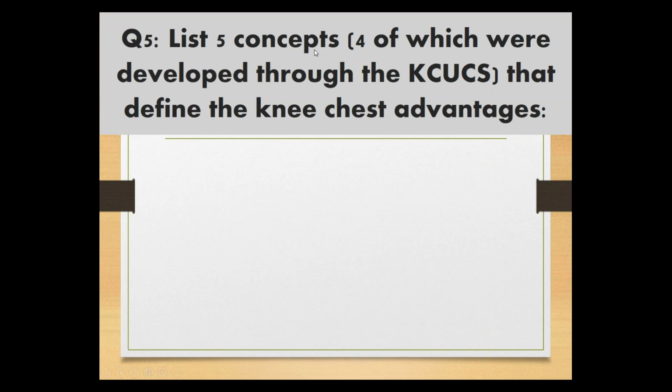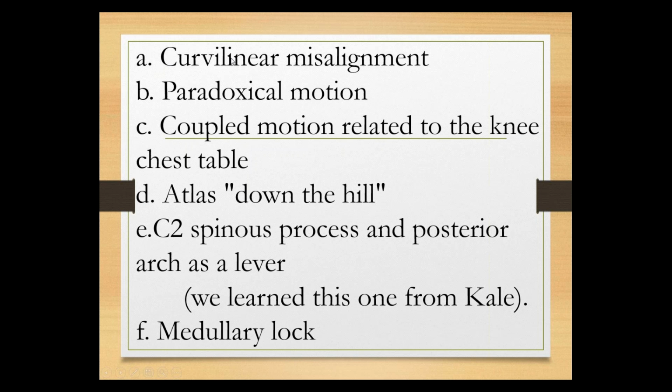So these are the 5 concepts, 4 of which were developed through the KCUCS, that define the knee chest advantages. And a lot of these, people will say, well, what about this upper cervical procedure or that? And we really don't have anything negative to say about any of them, whether they're orthogonal type or a toggle or whatever. The major difference that we do see, and each person would have to determine on their own when you start to study the advantages, what it comes down to is that posterior arch contact.